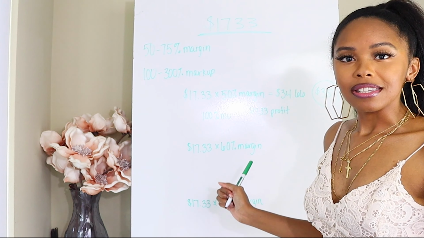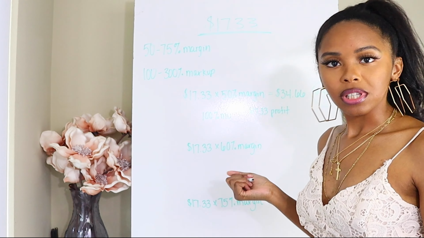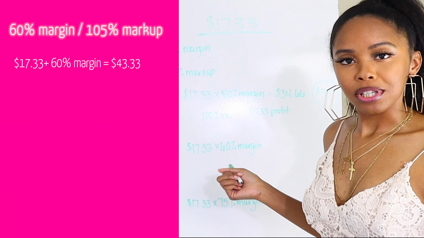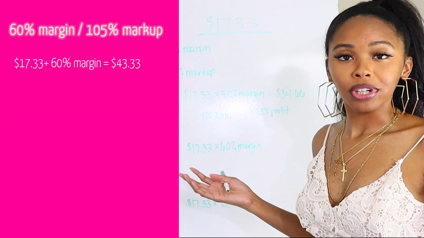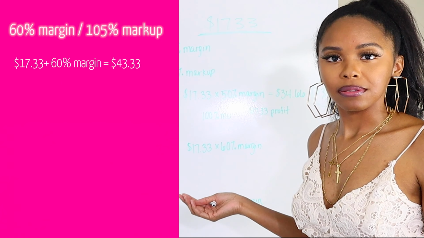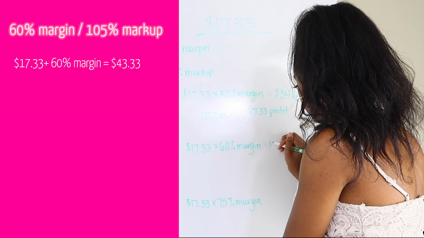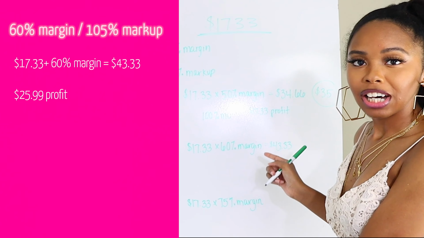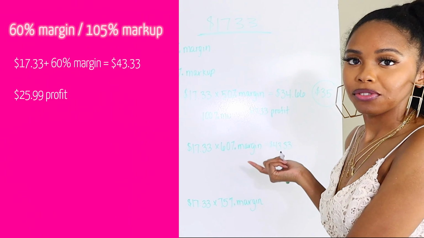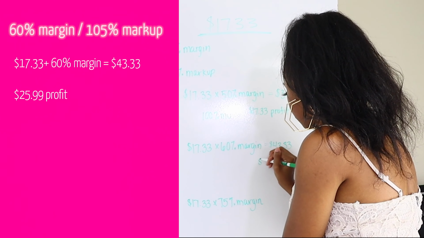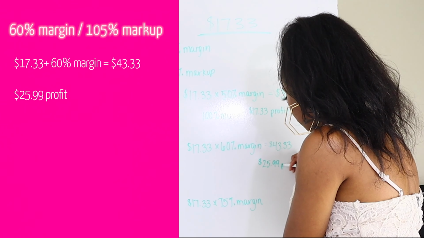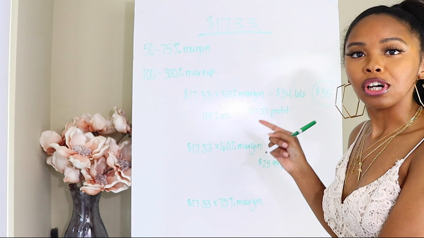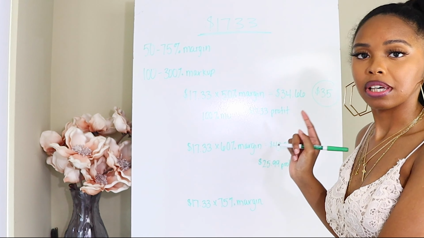Now I'm going into 60% margin. Again, use the calculator to calculate it. But for our example, at 60% margin, you basically would be at $43.33. And that would give you $25.99 in profit per piece. And of course, 60% margin would equate to 150% markup.